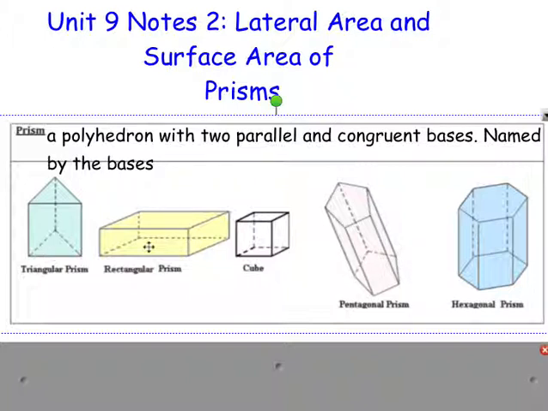Then you take a look at this next one. This next one's called a rectangular prism, and it's a rectangular prism because its bases are rectangles. A cube is something like a dice, okay? All of the sides are squares, so it has a special name, and that's a cube. This one, for example, is a pentagonal prism because the bases of it are pentagons, as you can see by each of the sides. Then the last one, hexagonal prism, because the bases are hexagons. So we're going to use that idea moving forward.